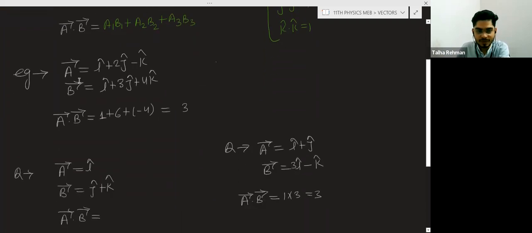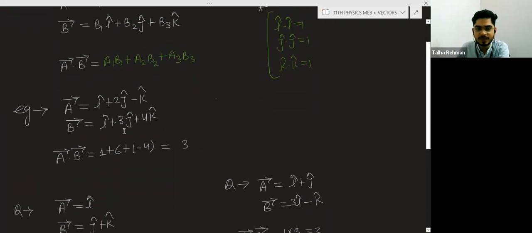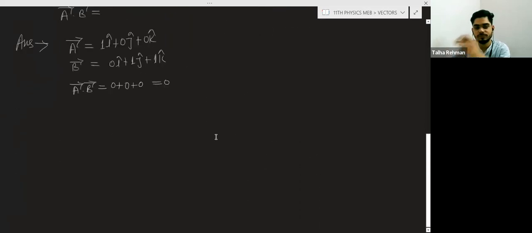For example, here is A vector, here is B vector. When you do A dot B, this will be, here is 1. This I can write as 1 i cap, 1 and 1 means 1. This 2 into 3, 6. This is minus 1 plus 4, minus 4. So this will become 3.